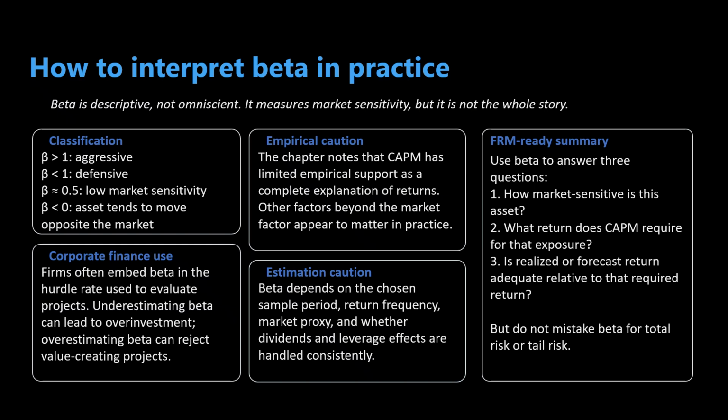FRM ready summary. Use beta to answer 3 core questions. How sensitive is this asset to market movements? What return does the capital asset pricing model require for that level of systematic exposure? Is the asset's expected or realized return adequate relative to that required return? But never mistake beta for total risk or for tail risk.